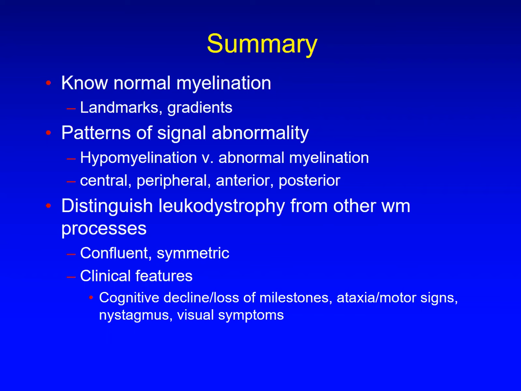Remember to try to distinguish leukodystrophies from other white matter processes. There are a lot of them. The leukodystrophy is, again, confluent and symmetric. And clinical features, you really shouldn't be reading these studies in isolation. It's one of the many times that we really need a lot of clinical input. Do they have cognitive decline? Do they have regression, or is it a static delay? Do they have ataxia and motor signs? Do they have nystagmus, visual symptoms? All of those things I think can be helpful.